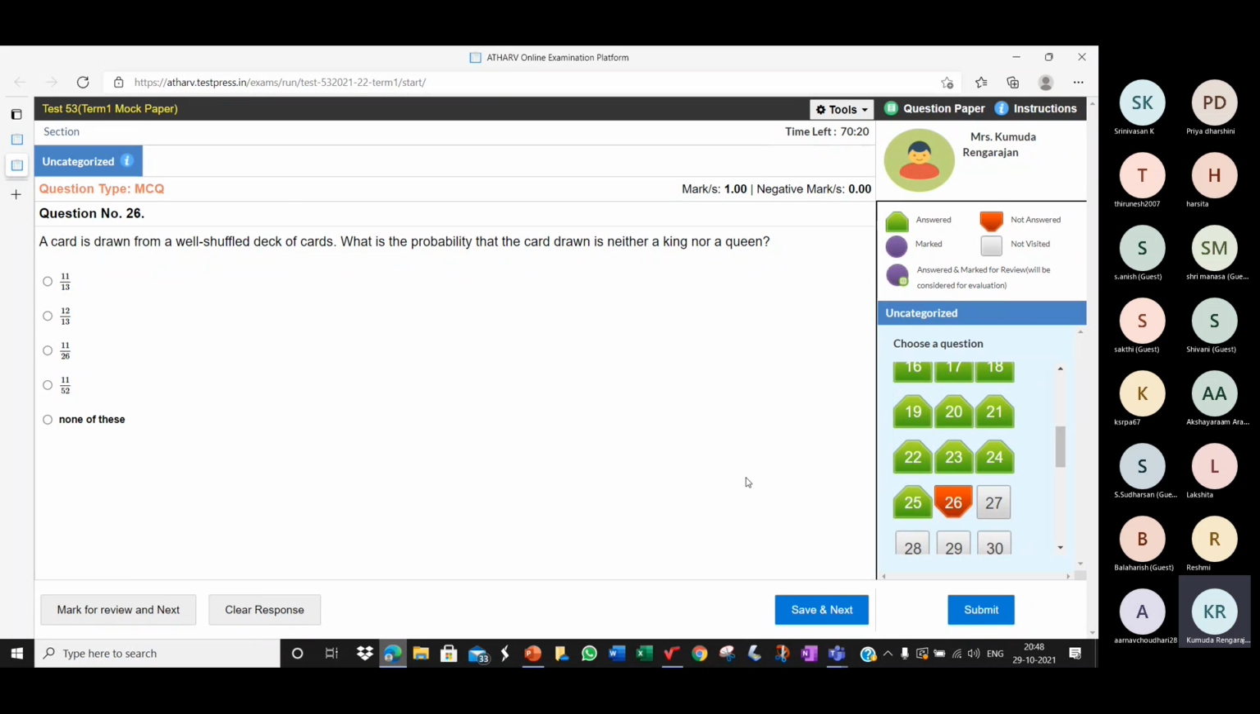So we don't want a king, we don't want a queen. How many kings, children? Four. How many queens? Four. So totally 8. You don't want these 8 cards. So what do you want then? You want 52 minus 8, so 44 favorable for you. 44 by 52. So 11 by 13. Very good.